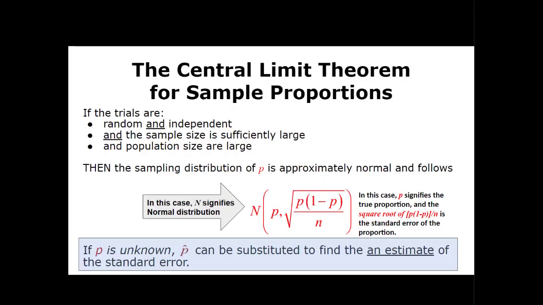If we have a sample proportion, then we can infer that our sample proportion, p hat, is approximately the same as the population proportion, p. If we know the population proportion, then we can use this formula to figure out the standard error. Most of the time, you don't know the population proportion. It's unknown. So you have to substitute your sample proportion, p hat, into this formula to find an estimate of the standard error.